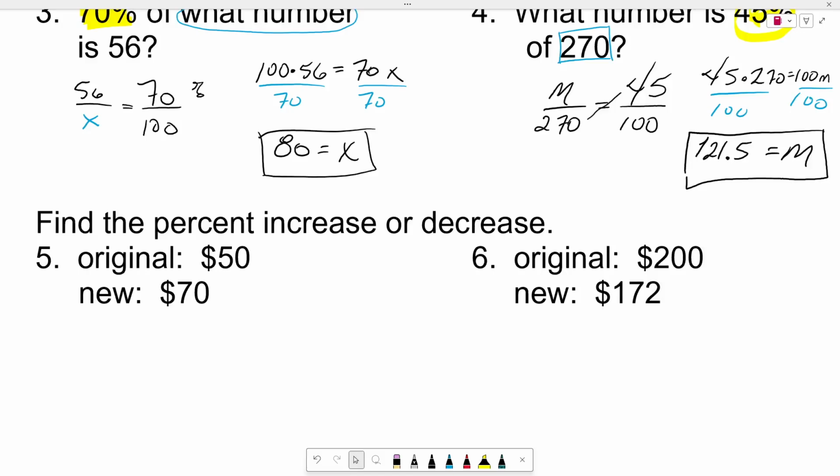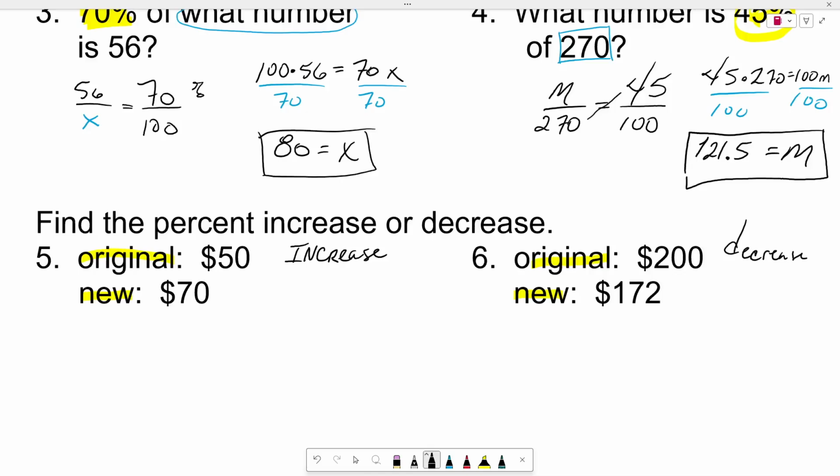To look at this, first, my original amount right here is $50. That's what I started with. It has now changed to my new amount, which is 70. So this one is an increase. Things got larger. It increased over time. But sometimes things decrease, such as in depreciation. When you go and buy things, they don't always keep their value or gain value. They lose value. So I look at this one, and my original amount is here, and my new amount here. I'm looking at 200, and I'm now at 172. This one would be a decrease.